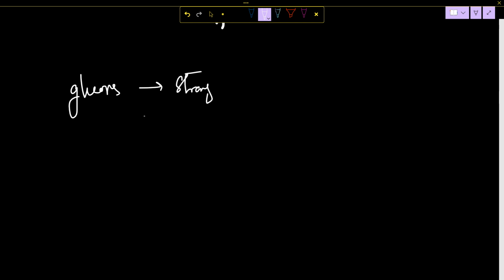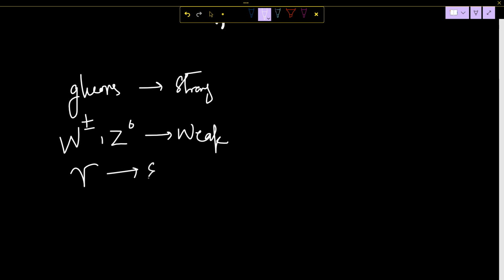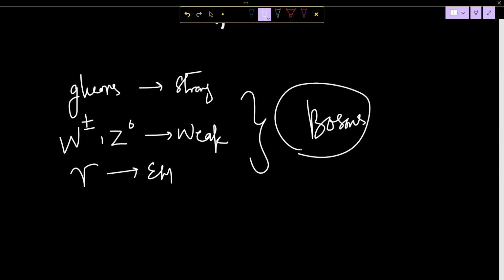Strong nuclear force. Then W and Z bosons, W plus minus and Z naught. These were the mediating particles for what? For weak nuclear interaction. Then the photon was your mediating particle for electromagnetic interaction, and the graviton was also there. These are all bosons. These are not fermions. Fermions are different.